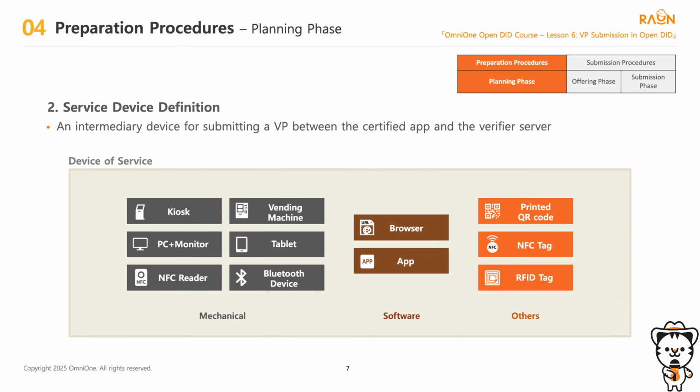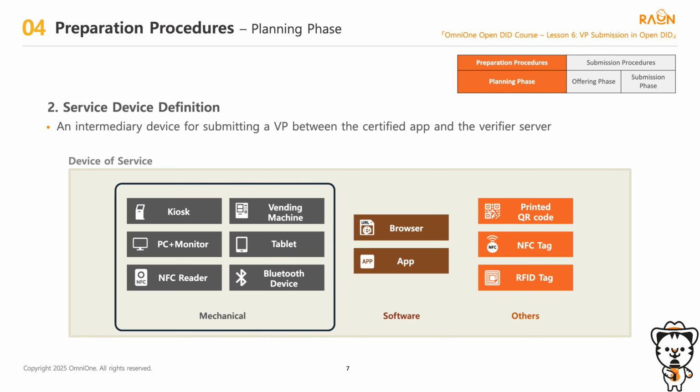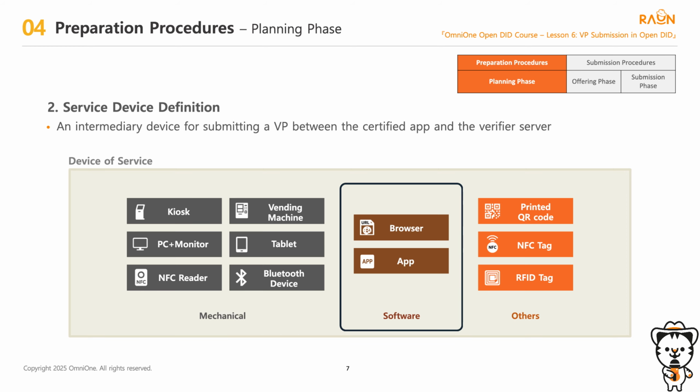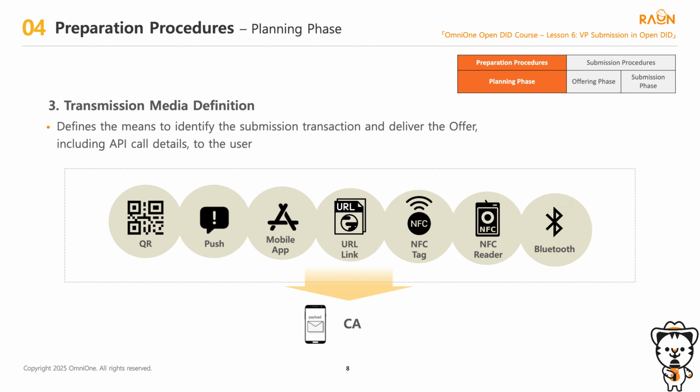Next is the service device definition stage. This is where the verifier defines the response mechanism in advance. In some cases, a response mechanism is needed between the authorized app and the verifier to assist or relay the VP submission. For example, to submit my Korea University student ID to the library, there needs to be a response mechanism that transmits the action, like tapping an NFC tag or scanning a QR code. This response mechanism could be a simple hardware device, a software application, or it could exist in various other forms.